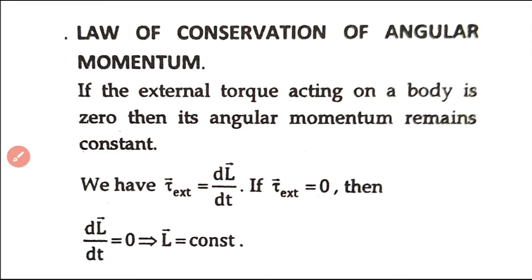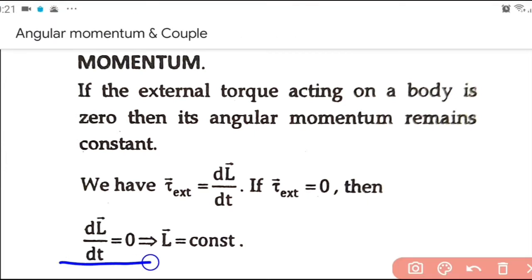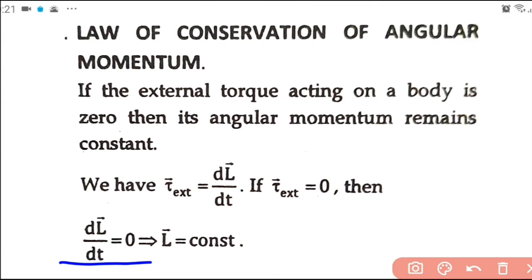Now, law of conservation of angular momentum. We have the expression tau is equal to dL by dt. In that equation, if we put tau equal to 0, we'll get dL by dt equal to 0. What does dL by dt equal to 0 indicate? It shows that L is a constant, and that's what the law of conservation of angular momentum says. That means if the external torque acting on a body is 0, then angular momentum remains constant. That is the law of conservation of angular momentum.